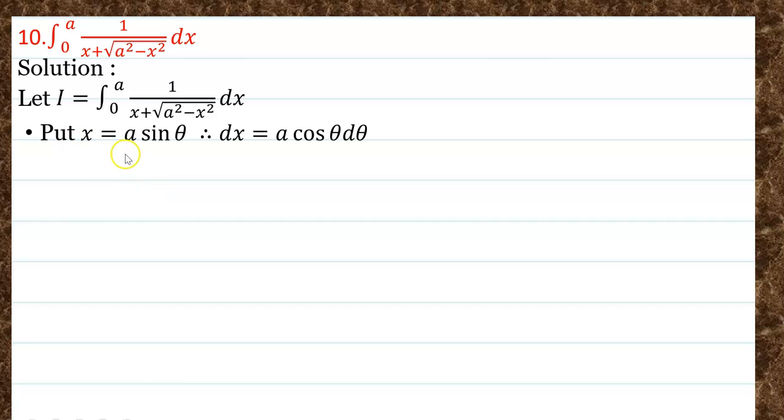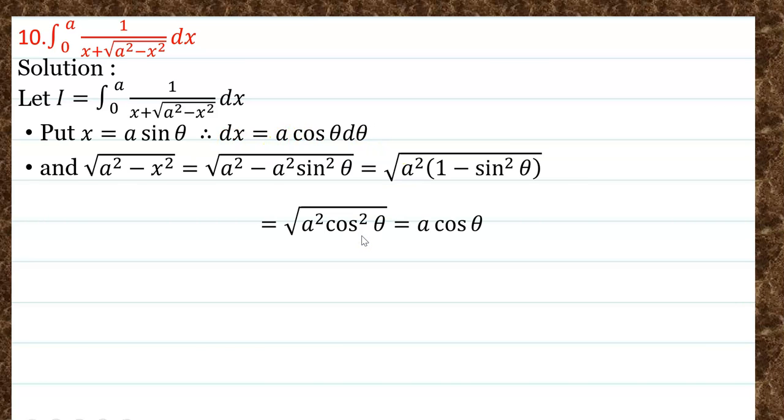Put x is equal to a sin theta. Therefore dx is equal to a cos theta d theta. Now we will find the value of root of a square minus x square.